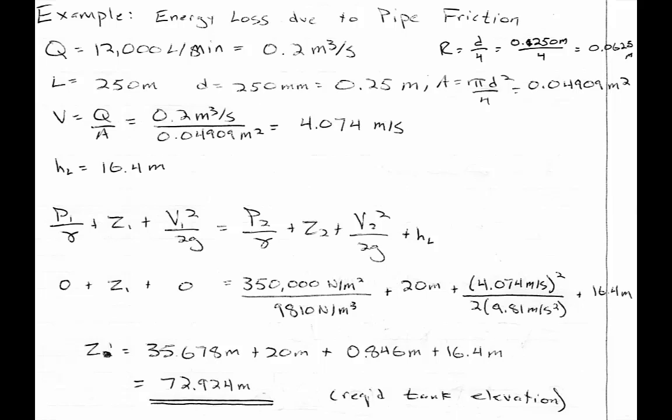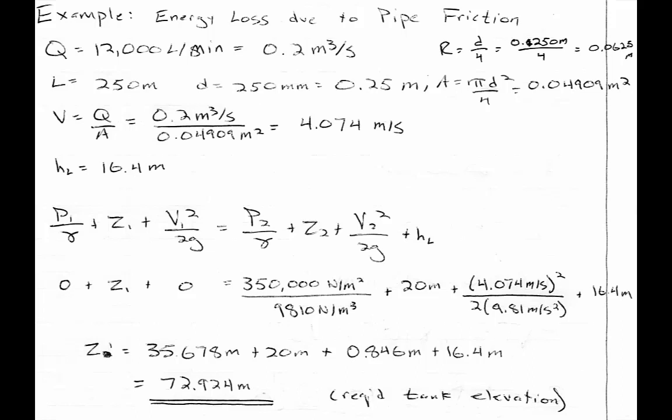What we know about location 2 is the elevation above our vertical datum is 20 meters to the ground floor, and so Z2 is 20. P2 is the 350 kPa. We know we want there to be that pressure of water at the ground floor. And V2, we can calculate the velocity in the pipe at that location by the continuity equation. Over there, the Q divided by A, that's going to define the velocity at location 2. Head loss is given, 16.4 meters of energy loss between the tank and the bottom of that building.